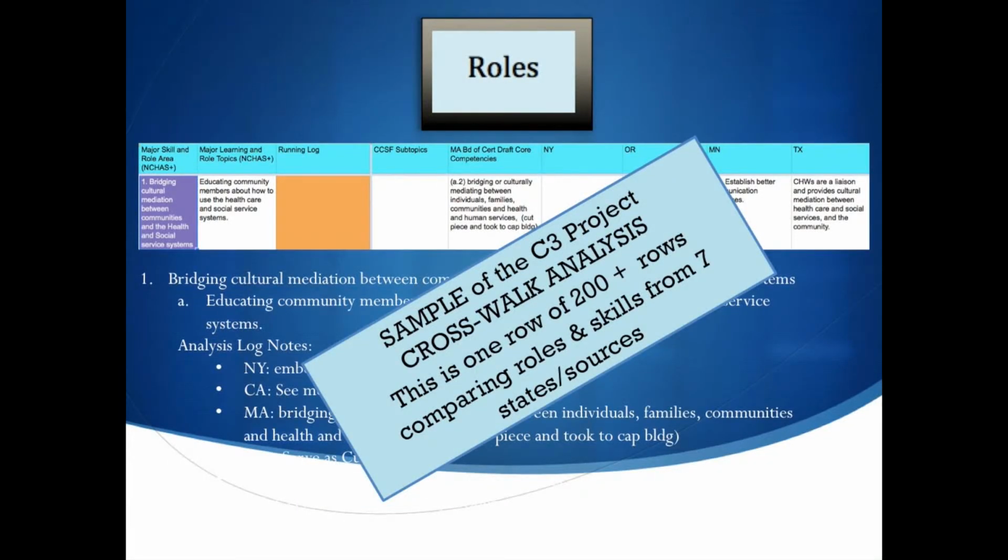With the benchmark documents in hand, the C3 project team conducted a crosswalk analysis looking at CHW roles and skills. The crosswalk produced a matrix document comparing the National Community Health Advisor roles and skills on one axis against the 7 benchmark documents on the other axis.